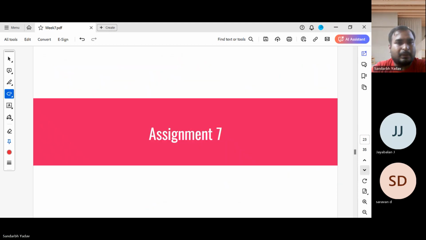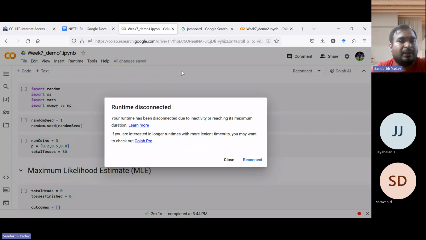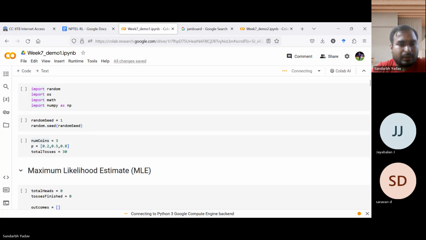Okay then, I'll start sharing the demos now. Maybe some of you can confirm if you are able to see my Mozilla. Okay, so now I have shared it. I hope it's visible. Maybe someone can confirm now. Yeah, okay, it's visible now. So yeah, right.